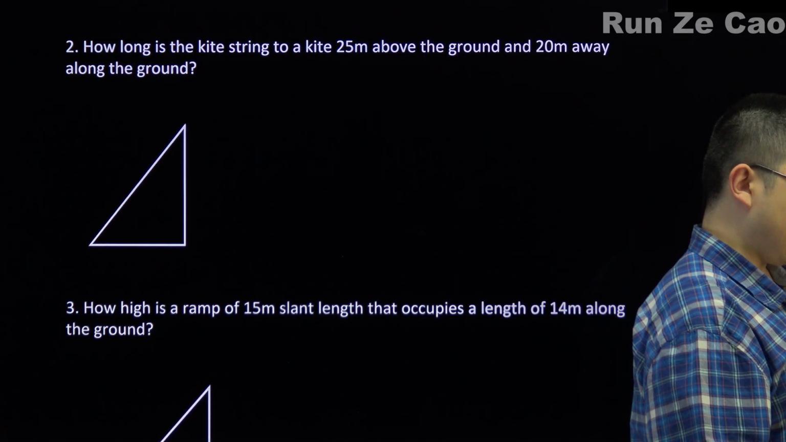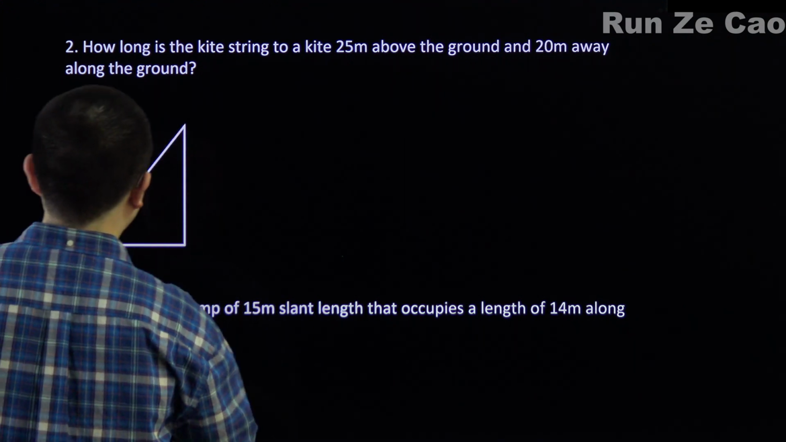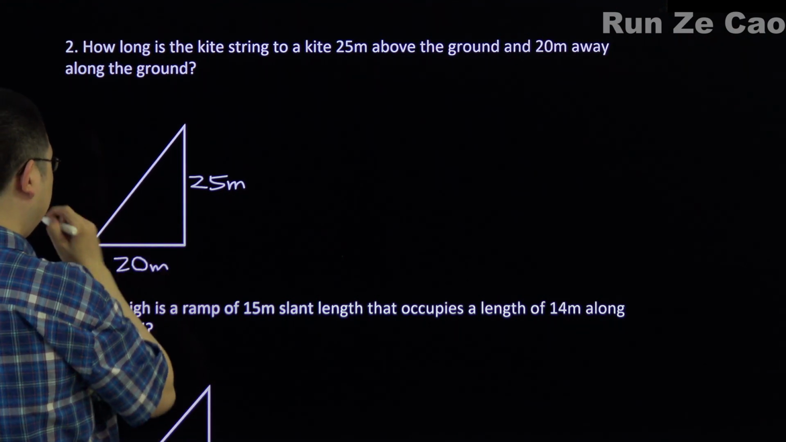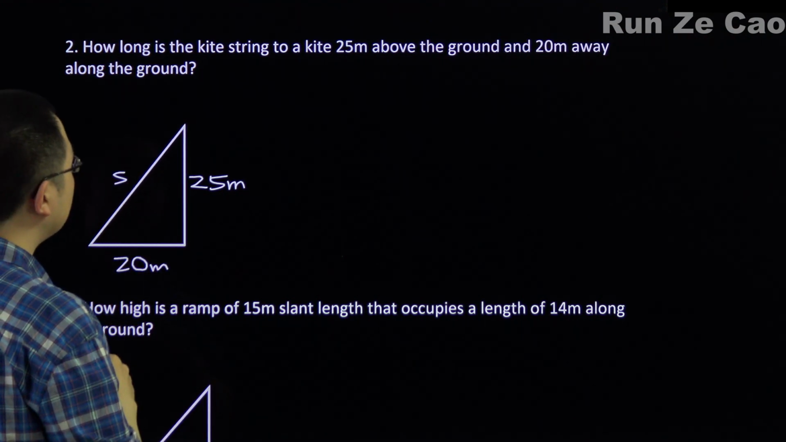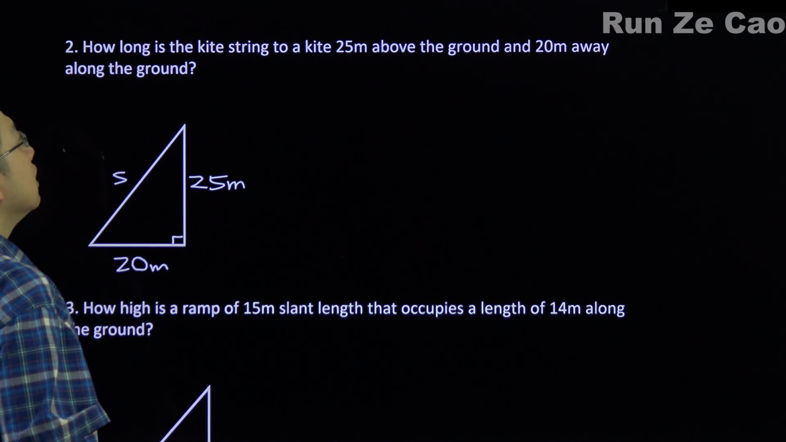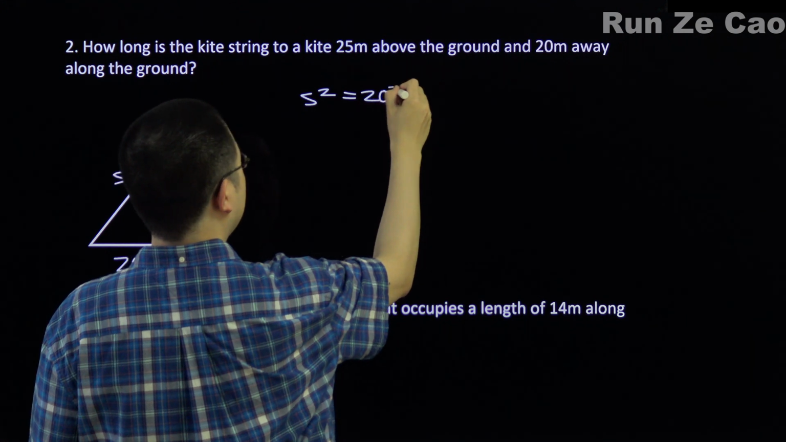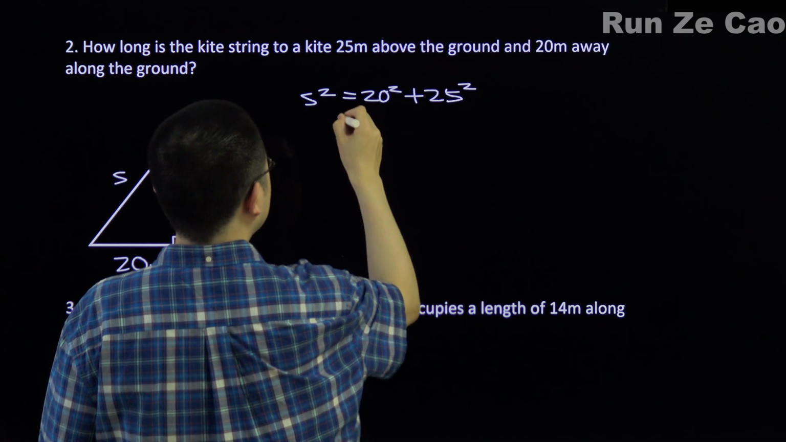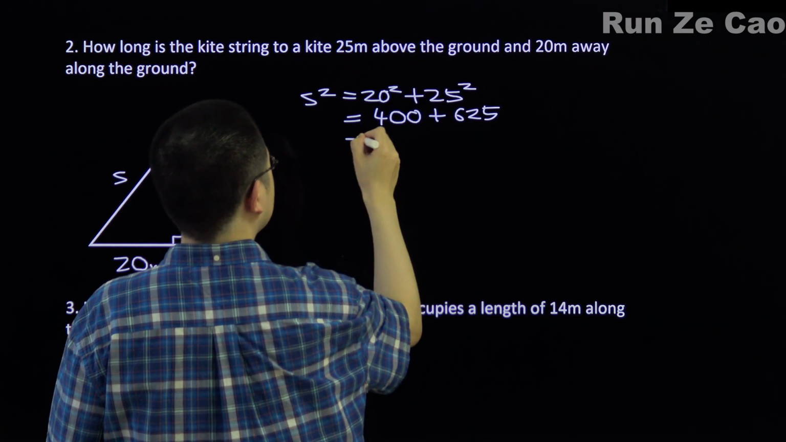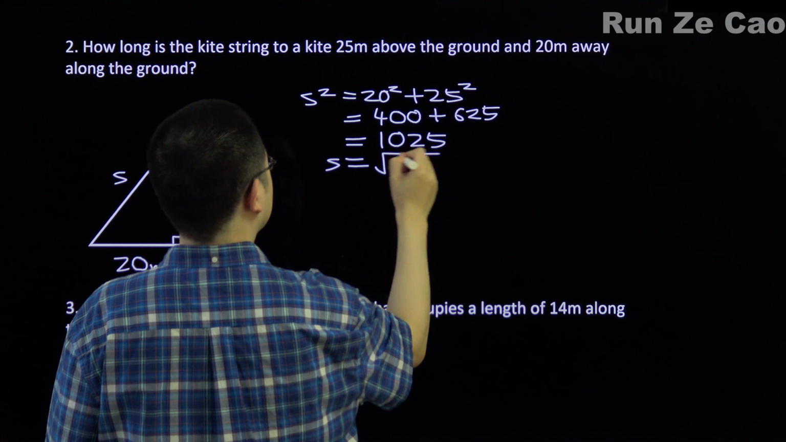Number 2, how long is a kite string to a kite that's 25 meters above the ground and 20 meters away along the ground? 25 meters and 20 meters. And the string is S in this case. We assume that the kite string is straight, as this question kind of implies very strongly. So, S squared is equal to 20 squared plus 25 squared, which gives us 400 plus 625 equals 1025. S is equal to square root of 1025.